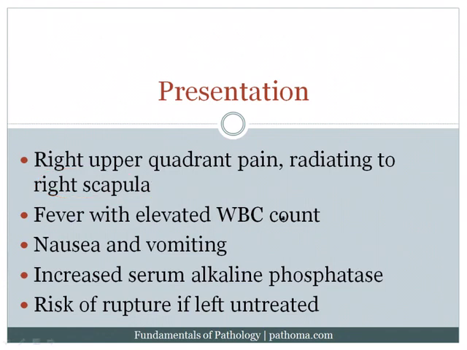Of course, they'll also have fever and an elevated white blood cell count and nausea and vomiting. They can also have an increased serum alkaline phosphatase, and that's because the epithelium that lines the gallbladder and the biliary tract contains alkaline phosphatase, and so as those cells are damaged and die, alkaline phosphatase will be released within the blood. And finally, there's a risk of rupture if left untreated. As the wall becomes further damaged, it can obviously rupture.